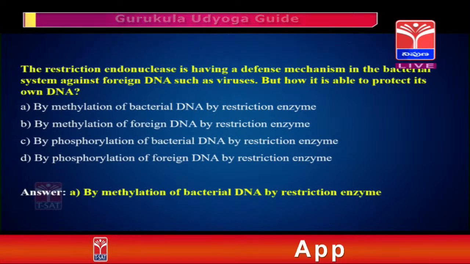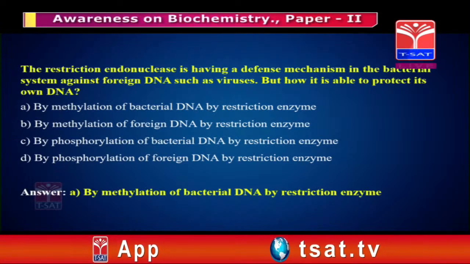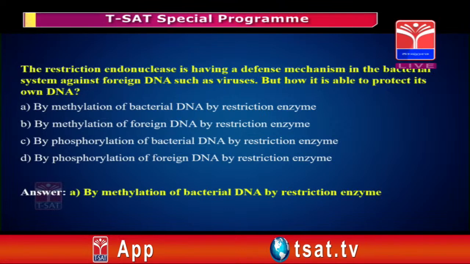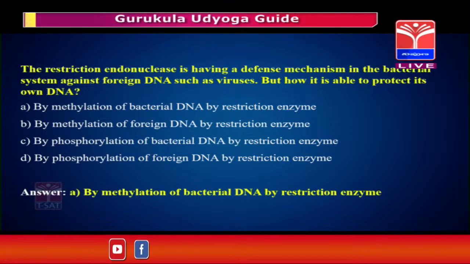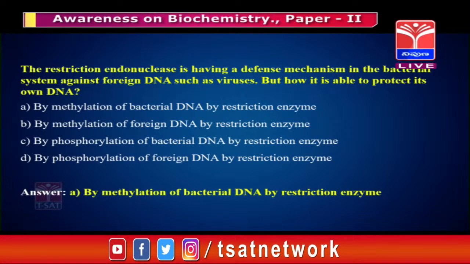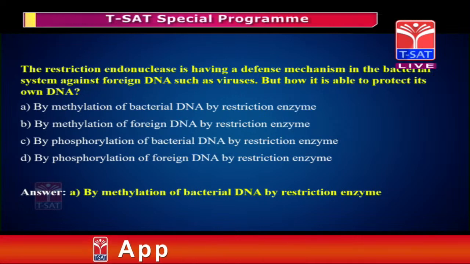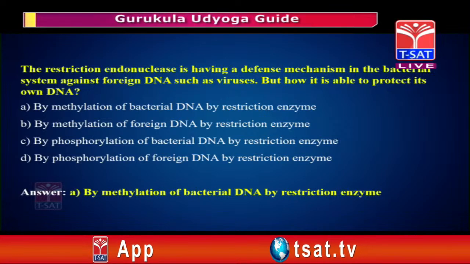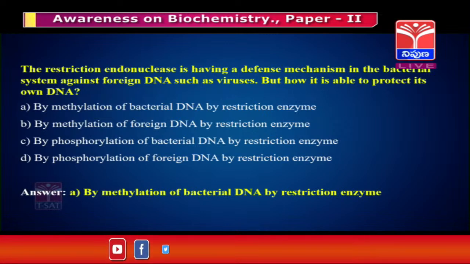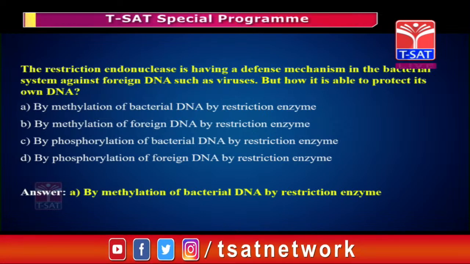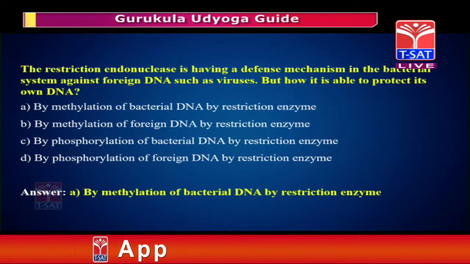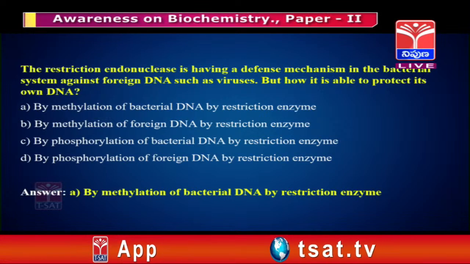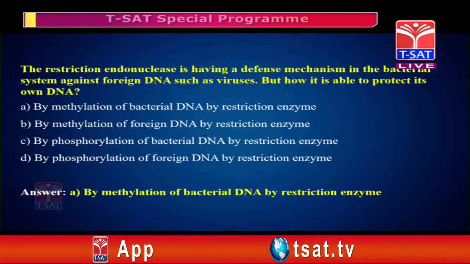The restriction endonuclease has a defense mechanism in the bacterial system against foreign DNA such as viruses. But how is it able to protect its own DNA? They are asking the basic thing: how the bacterium protects itself and the enzyme cuts only the foreign DNA. It is because it recognizes the modification which happens in the bacterial DNA, that is methylation. So, methylation of bacterial DNA can be recognized, and that is how the restriction enzyme will recognize and cut. So, you have to understand which type of modification is important for the recognition here.